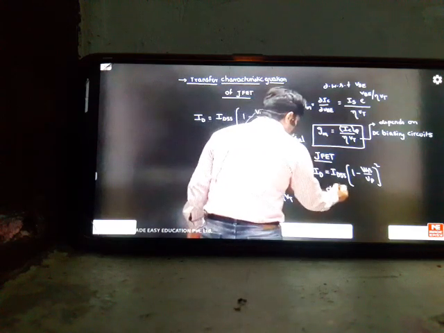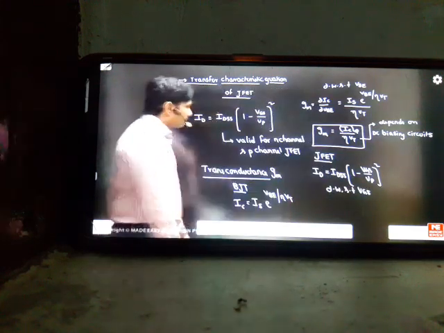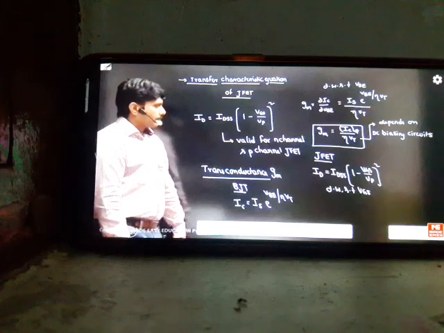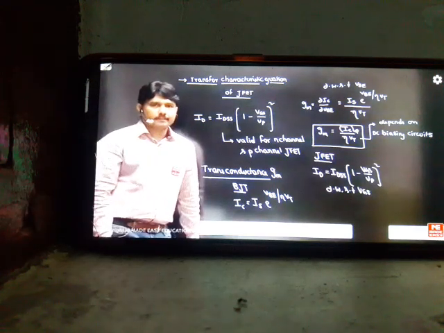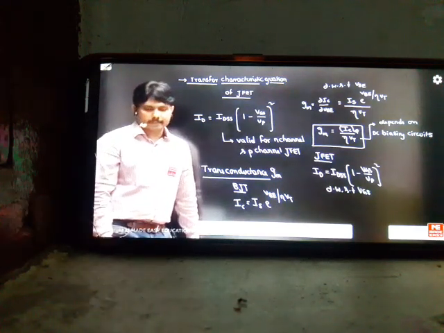So you differentiate with respect to VGS. It will just decide the strength of the device, the amplifier strength. If your GM is very low, in electronics we say your amplifier strength is very low. If your GM is very high, your amplifier strength is very good. Like that you can measure the strength of the device.